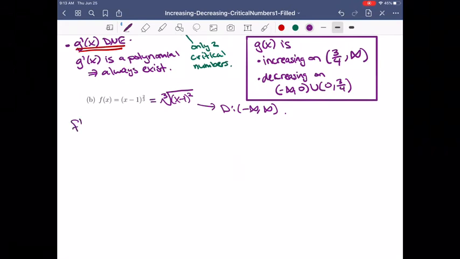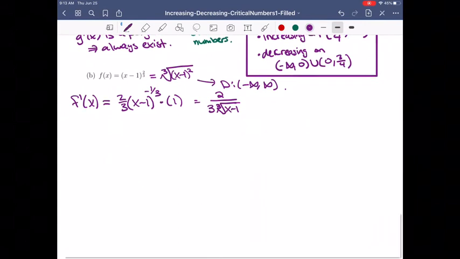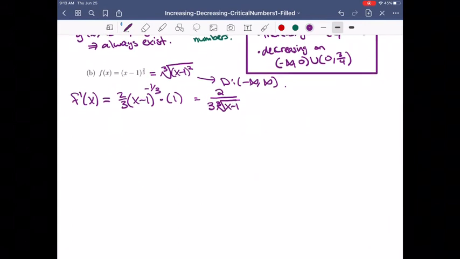So we take its derivative. So we bring the 2/3 down. It's going to be x minus 1 to the 2/3 minus 1, which is negative 1/3, times the derivative of the inside, which is just 1. Okay, now if I rewrite this, this is 2 divided by 3 cube root of x minus 1. Okay, so that's my derivative. Now what I want to do is set the derivative equal to 0.